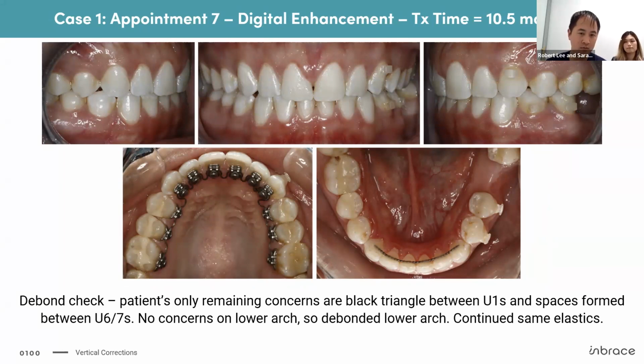Spaces have all closed. Alignment looks really nice. The only concerns the patient has at this point are she doesn't like the black triangle between the upper ones. So in retrospect, I probably should have planned some IPR on the upper ones in that last digital enhancement. And then some spaces formed between the upper 6s and 7s. No concerns on the lower arch.